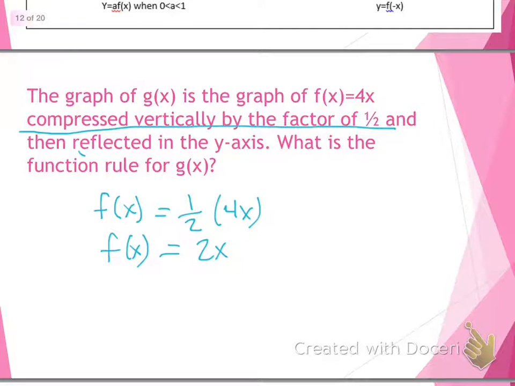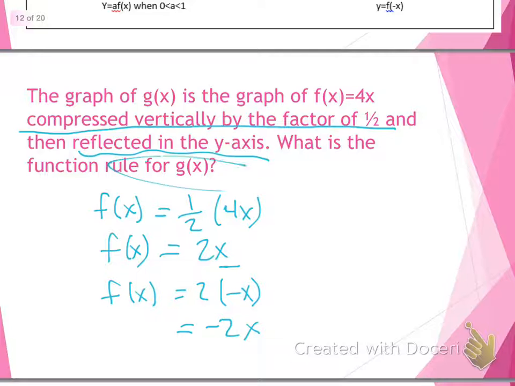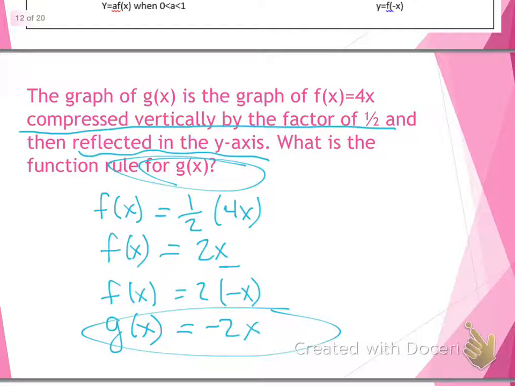But then we need to reflect it in the y-axis. Reflecting in the y, we need to make our x negative. So 2 times negative x, which results in negative 2x, and I need my function rule for g of x, so we're going to change this to a g of x, because that is my family that I would then graph.